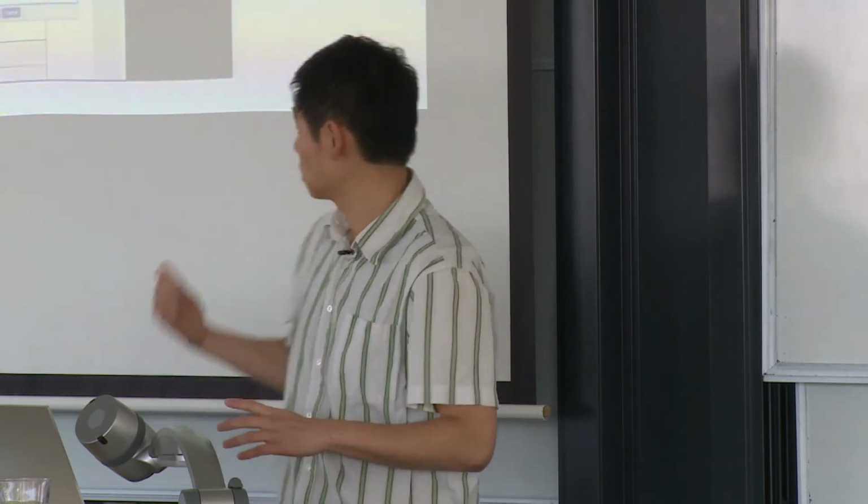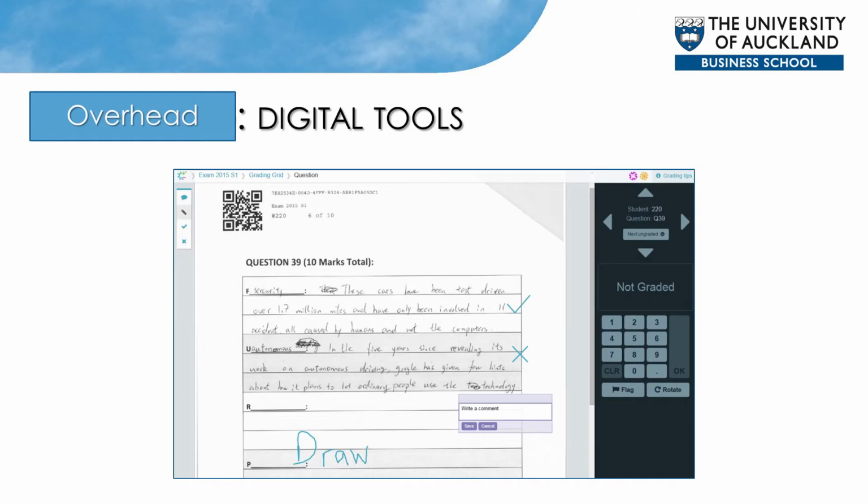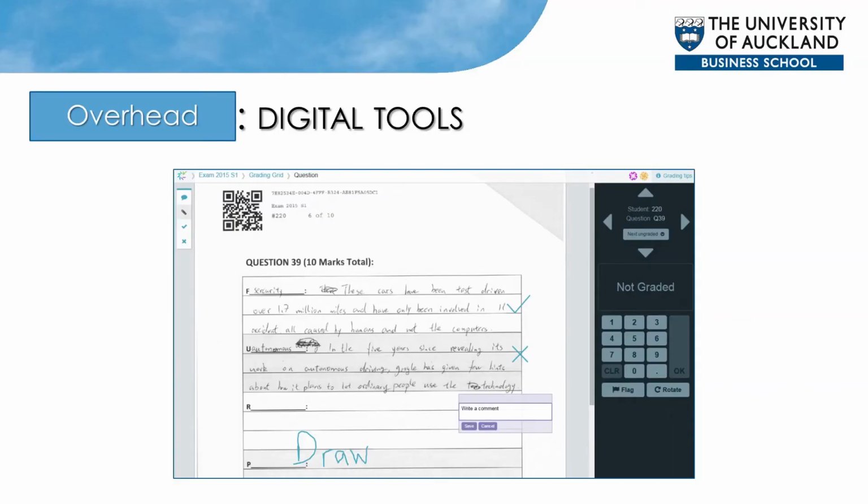And this is the thing that Alex alluded to. This is a screenshot of CrowdMark. And I believe, yeah, only stage 1, so Emphasis 110 is using this. So this is a picture of a scanned exam page. I've opened up question 39 to start marking.